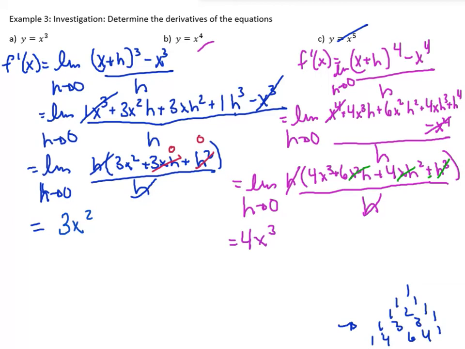Well, let's take a look at this pattern. For x squared, we get 2x. For x cubed, we get 3x squared. And for x to the 4, we get 4x cubed. Now, we're going to take a look at these patterns and a quicker way of doing this through the remainder of this chapter. But just note these patterns.